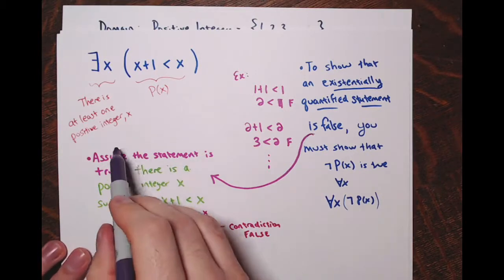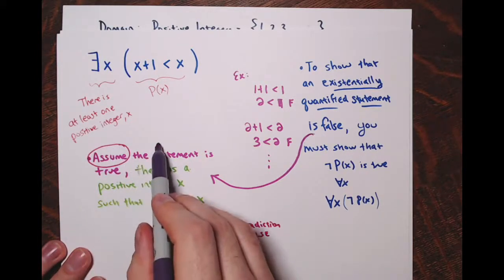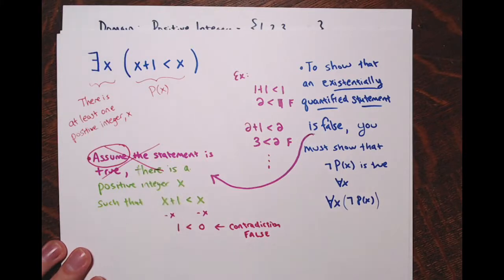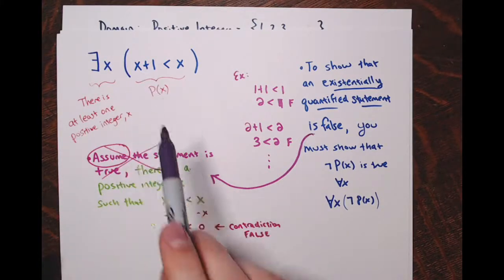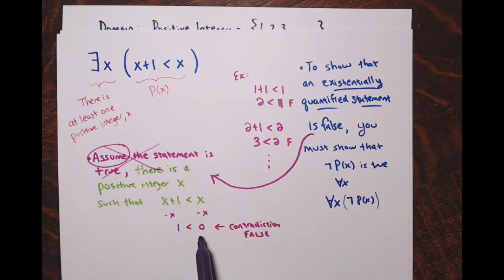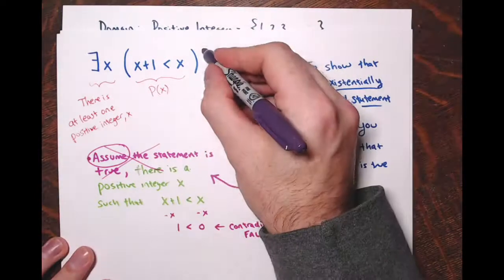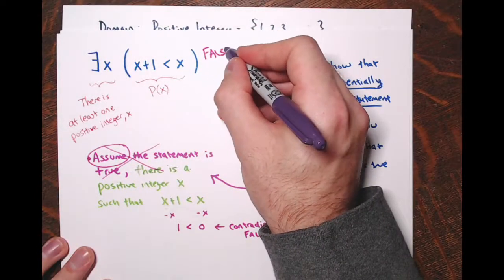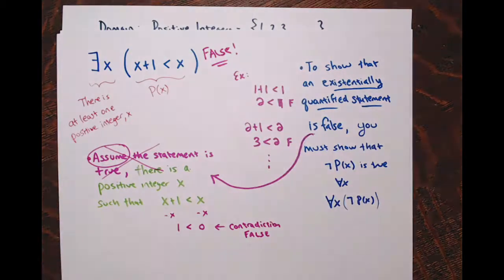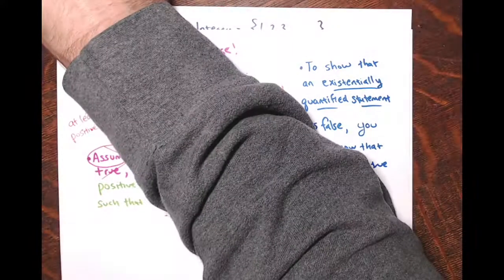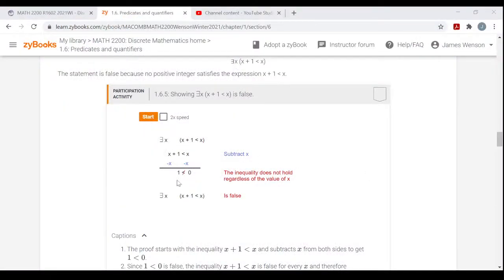So that means that this assumption must be wrong. Assuming the statement was true led me to a false statement, so that means this statement must be false. It's called a proof by contradiction. We'll see a lot more of those in chapter 2. I wouldn't worry about it so much right now. You're just asked to say if things are true or false without really proving them right now, but that's what they're getting at here in the animation.